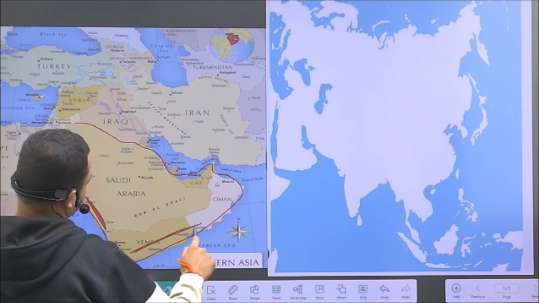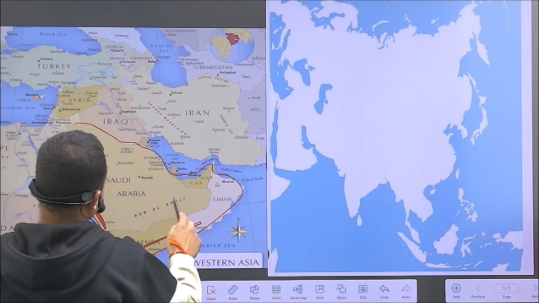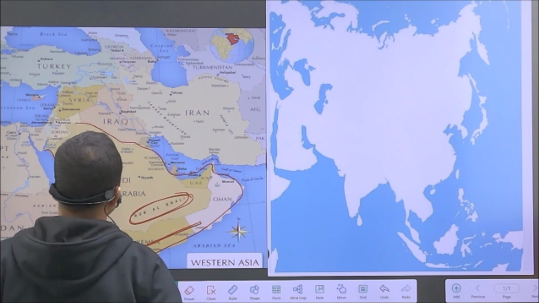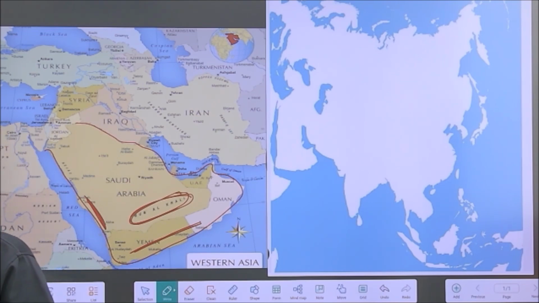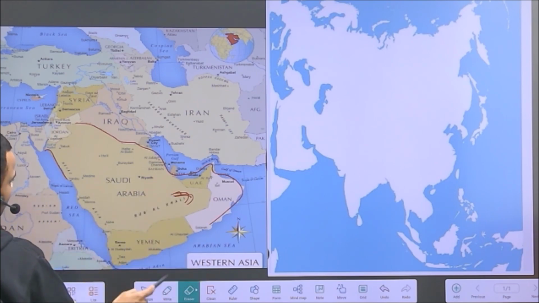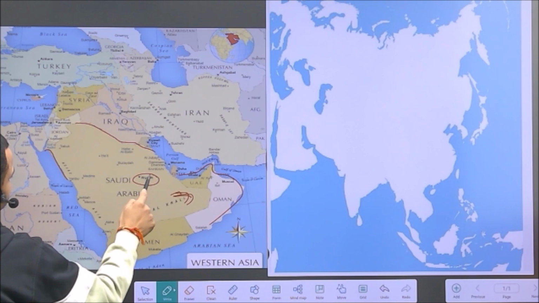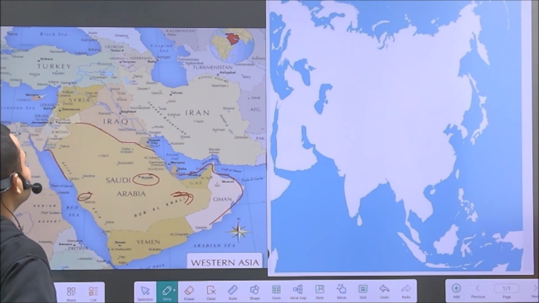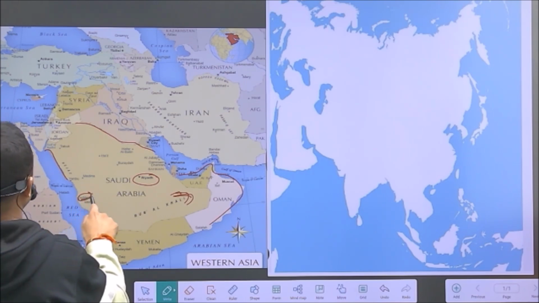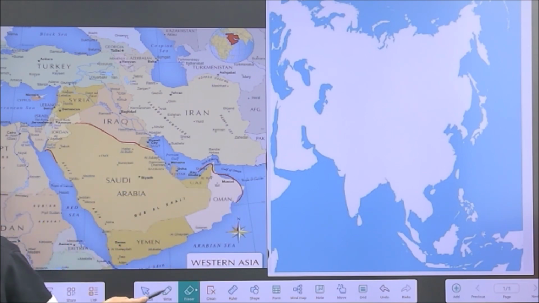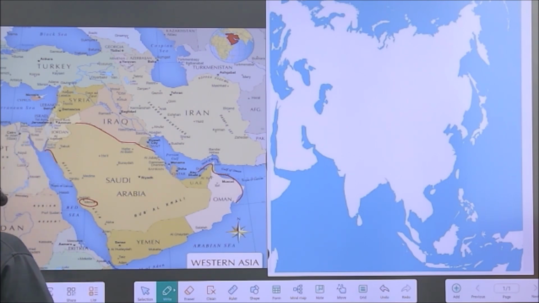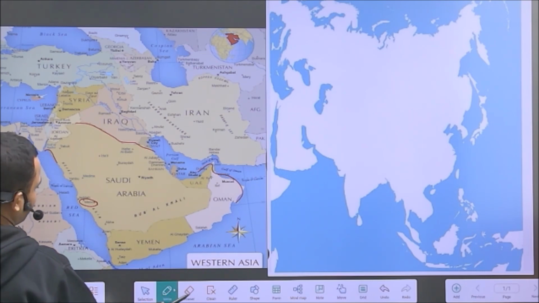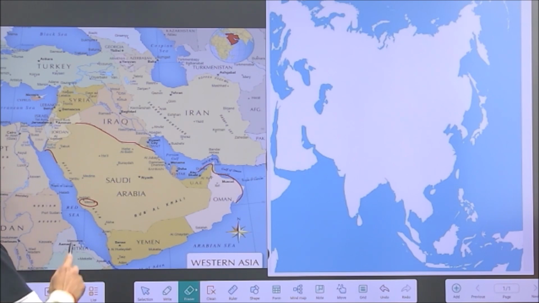Here you can see the Hadramaut mountain is situated. Here you can see the Rub al Khali desert is situated. In Saudi Arabia, there are two capitals, Riyadh and Jeddah. Riyadh is basically the royal capital of Saudi Arabia, and Jeddah is basically the administrative capital of Saudi Arabia. Here Makkah is also situated, which is related with Prophet Muhammad. Jeddah is also the principal seaport of Saudi Arabia.